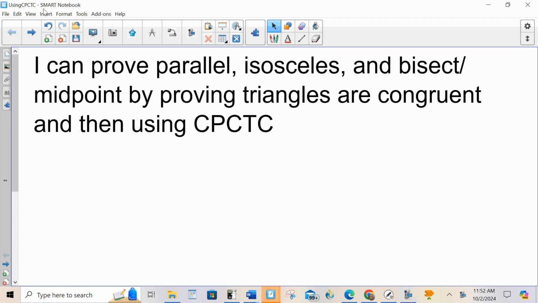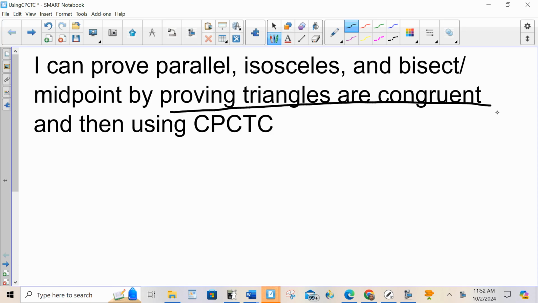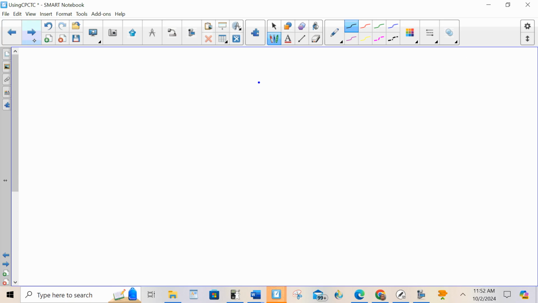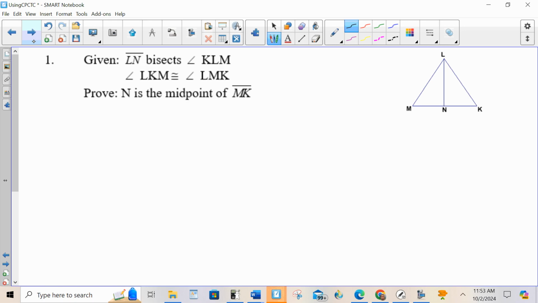Hello everybody, I can prove parallel, isosceles, and bisect/midpoint by proving triangles are congruent. I'm always proving triangles are congruent, and then using CPCTC. So basically for every proof in this lesson, we're going to use CPCTC to get to something else. So we're always proving triangles are congruent. That's not changing, so this thing starts the exact same way. Statements, reasons.